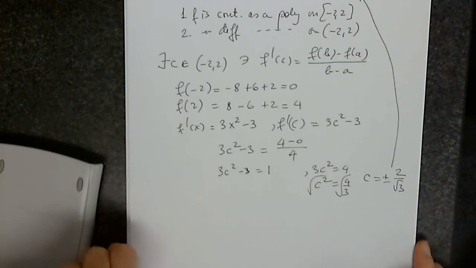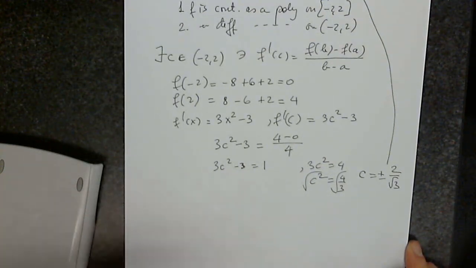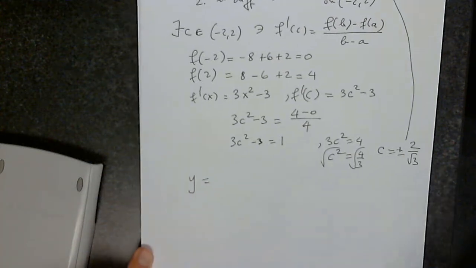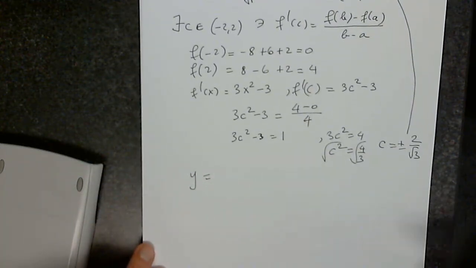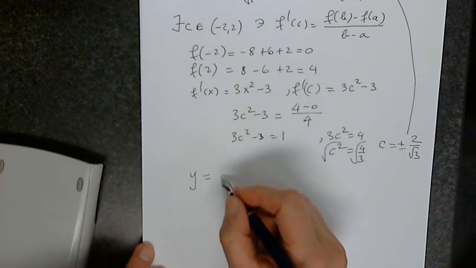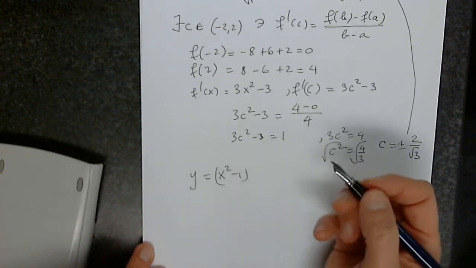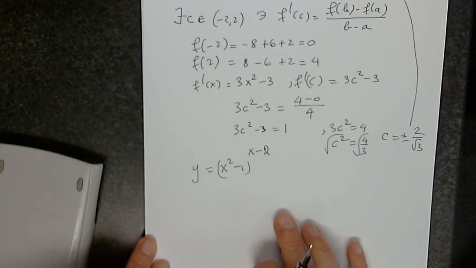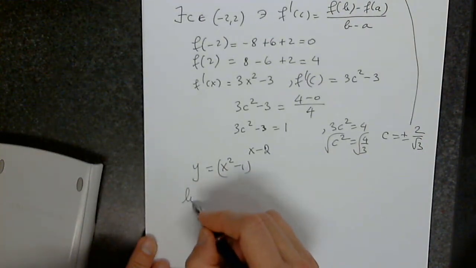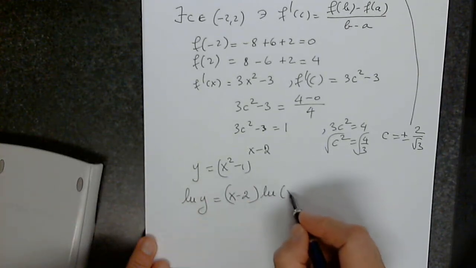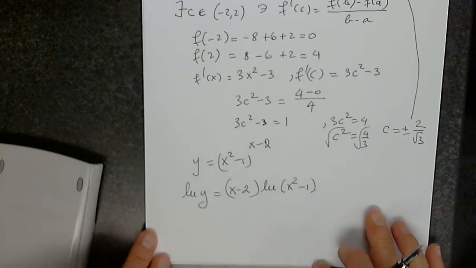It's a function raised to a function. There is no rule for that. So let's say y equals whatever raised to whatever. So it's like x squared minus 1 in parentheses raised to x minus 2? Yeah, does that work? Yes, okay, perfect. So then I have natural log y equals x minus 2 quantity natural log x squared minus 1.